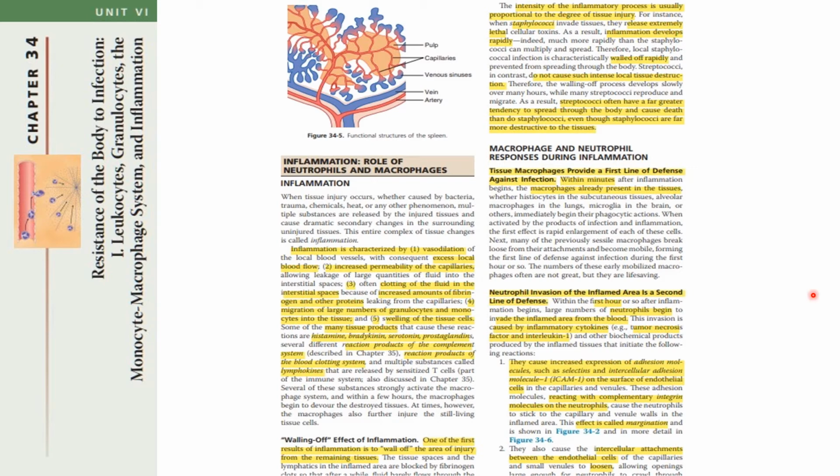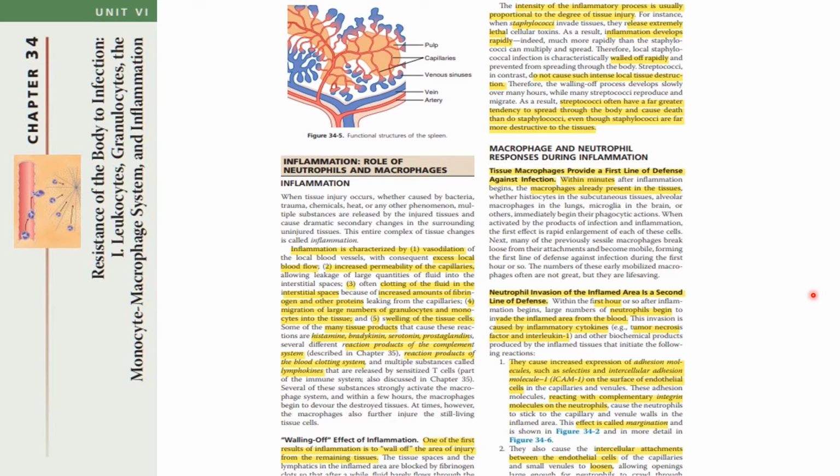staphylococcus releases extremely lethal cellular toxins. As a result, inflammation develops rapidly. Local staphylococcal infection is characteristically walled off rapidly and prevented from spreading through the body. Streptococci, in contrast, do not cause such intense local tissue destruction. Streptococci often have a far greater tendency to spread through the body and cause death than do the staphylococci, even though the staphylococci are far more destructive to the tissue.